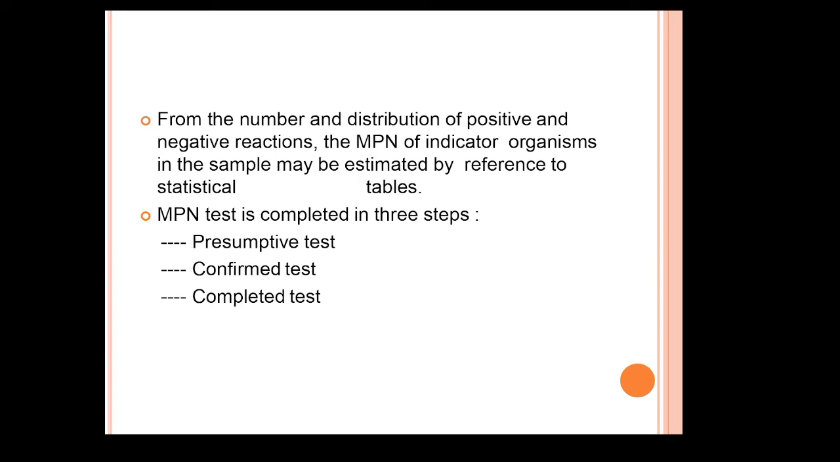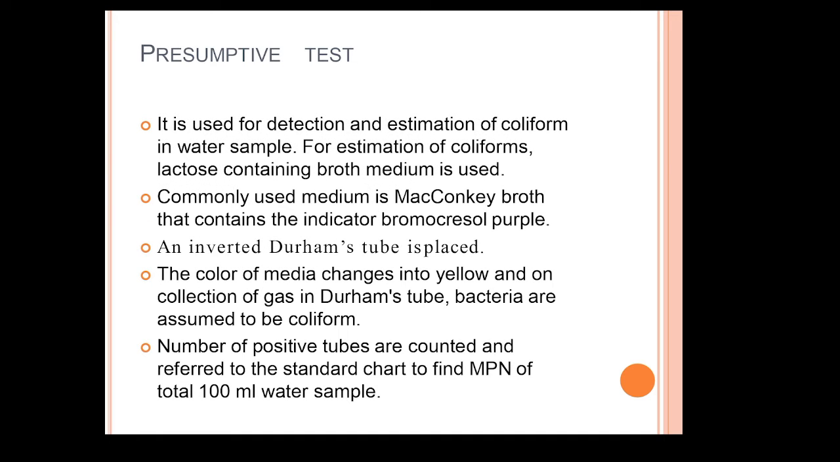From the number and distribution of positive and negative reactions, the MPN of indicator organisms in the sample may be estimated by reference to statistical tables. There are three steps in the MPN technique. First one, presumptive test, then confirmed test, then completed test. First we are going to see the presumptive test.